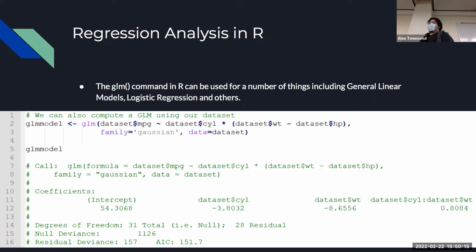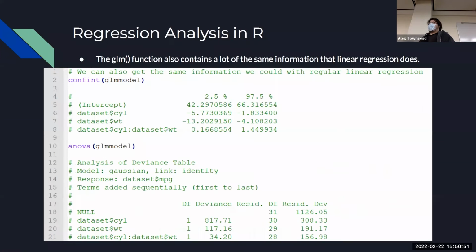Then if you type GLM model again and hit enter, you'll get a whole bunch of output that gives you things like residual deviance, the Akaike information criterion, AIC. You can also get degrees of freedom, the coefficients, the betas for your model, the intercepts, and a whole bunch of information. Much like the LM model, we can do almost all the same things with the GLM model. You can type confint and get the confidence intervals for each of the regressors. You can also type anova with the model in it to get the analysis of variance for each of the regressors in the model.